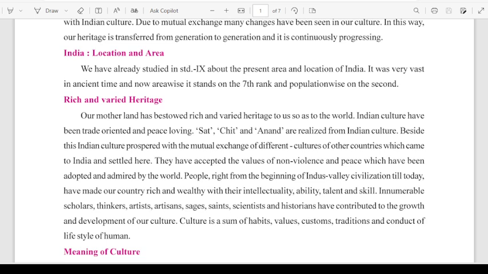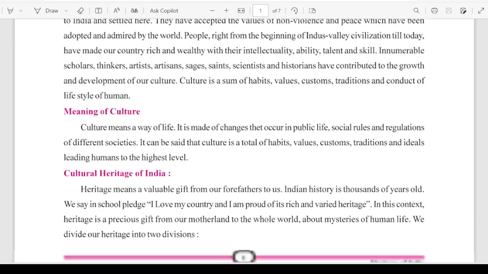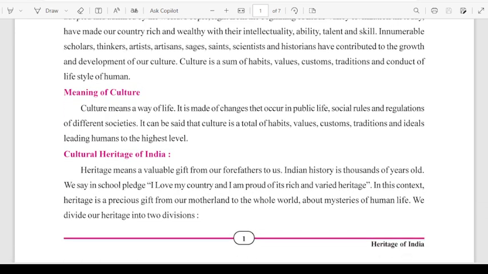Innumerable scholars, thinkers, artists, artisans, sages, saints, scientists, and historians have contributed to the growth and development of our culture. Culture is a sum of habits, values, customs, traditions, and conduct of the lifestyle of humans. Meaning of culture. Culture means a way of life. It is made of the changes that occur in public life, social rules and regulations of different societies. It can be said that culture is a total of habits, values, customs, traditions, and ideas leading humans to the highest level.